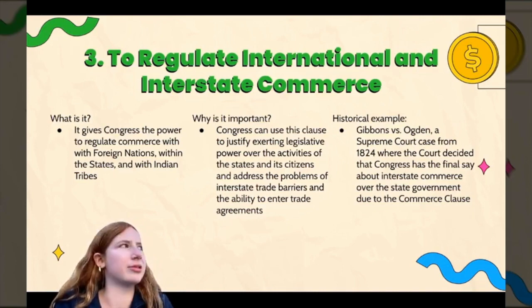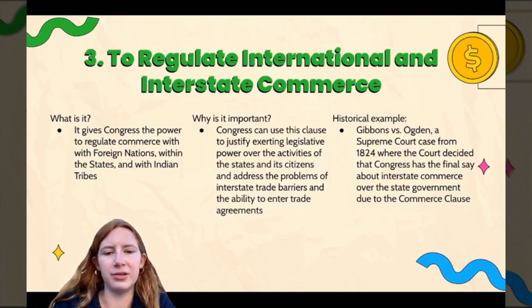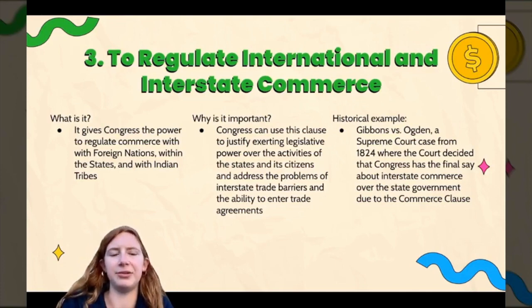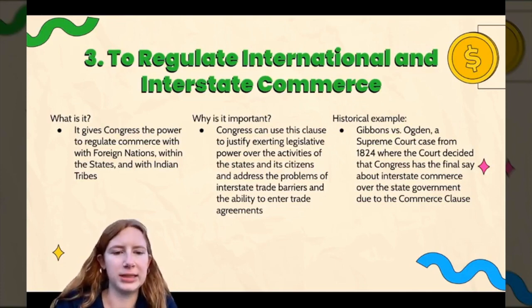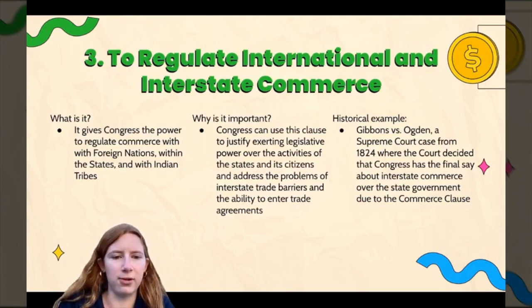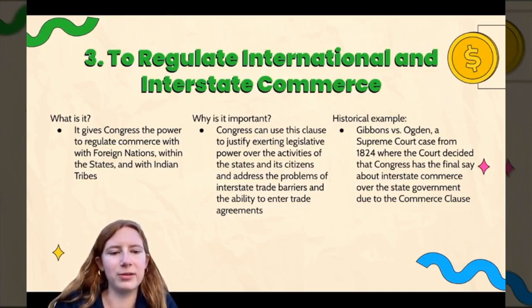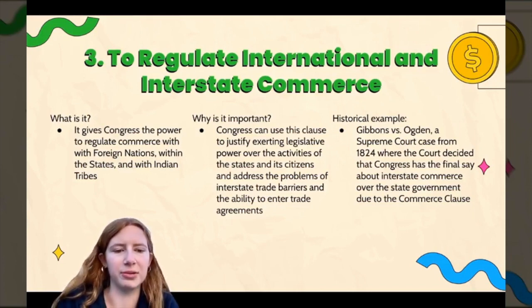Well, Congress can use this clause to justify exerting legislative power over the activities of the states and its citizens, and address the problems of interstate trade barriers and the ability to enter trade agreements. A historical example is Gibbons versus Ogden, a Supreme Court case from 1824 where the court decided that Congress has the final say about interstate commerce over the state government due to the Commerce Clause.